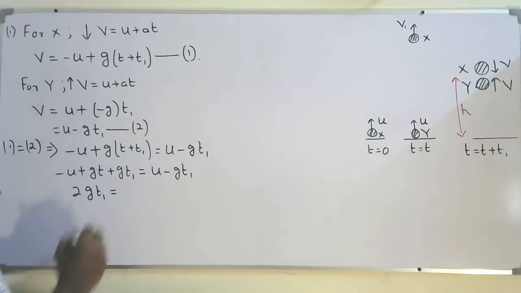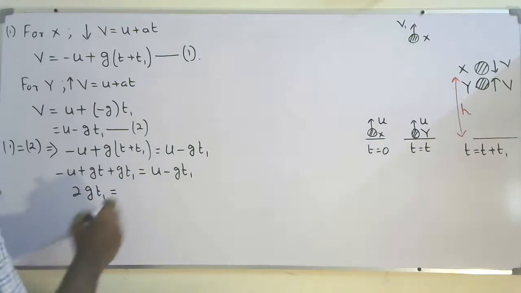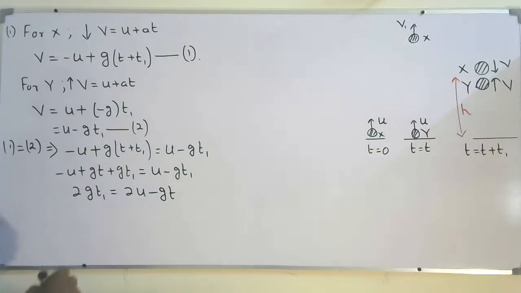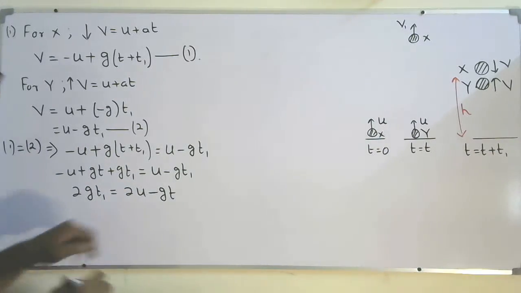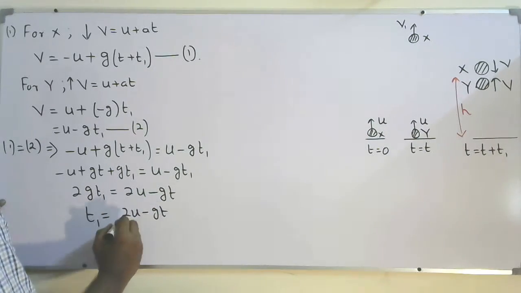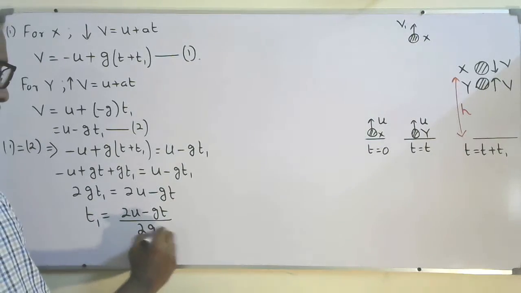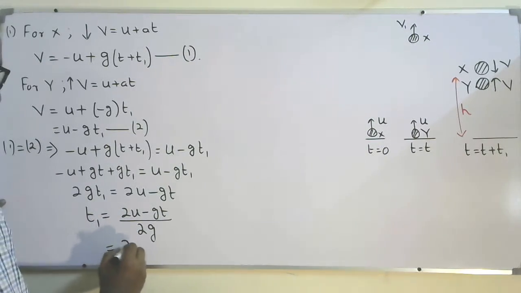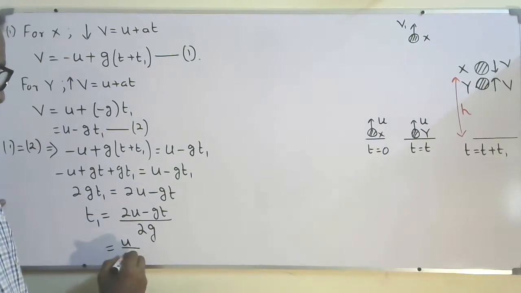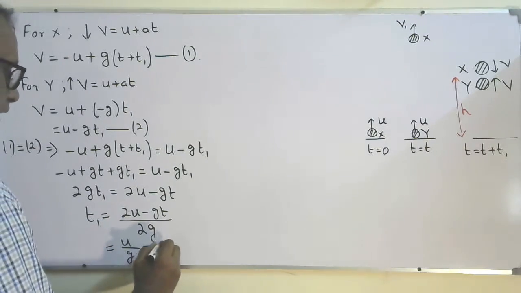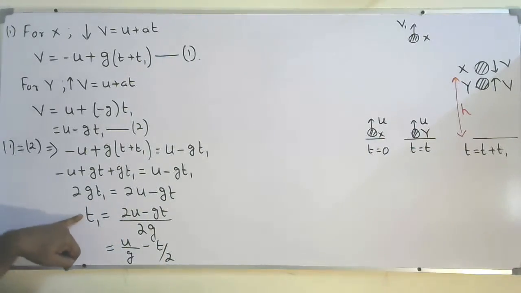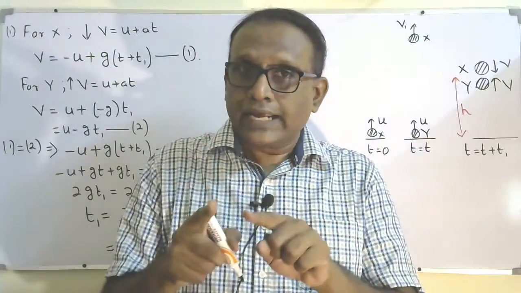You will say 2g t1 is equal to, when it goes to the right, it will be plus, so 2u minus gt. I need to find the time t1 first. So t1 will be (2u minus gt) divided by 2g. So 2u over 2g will be u over g, minus t by 2. Okay, this is t1. That is the time taken by y to hit x.